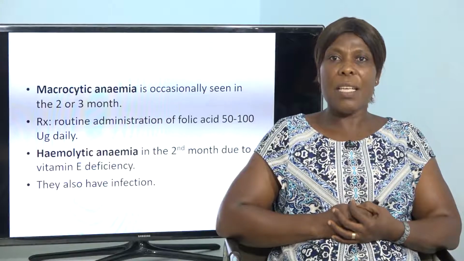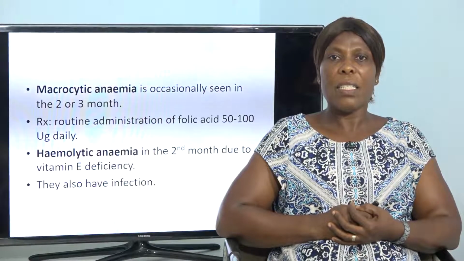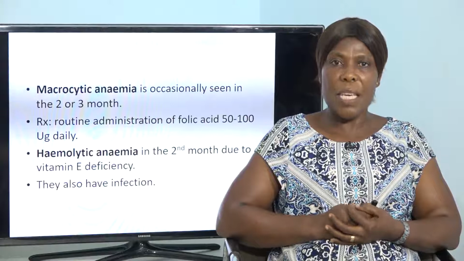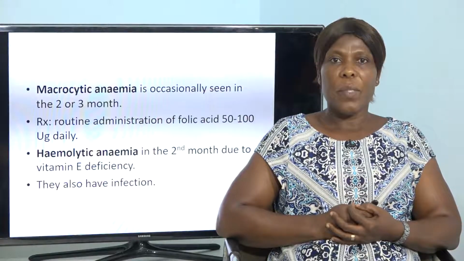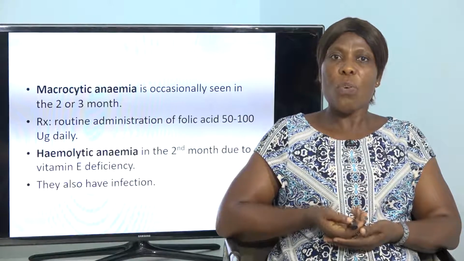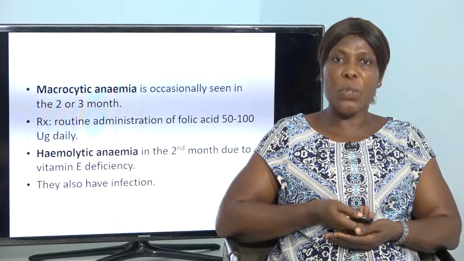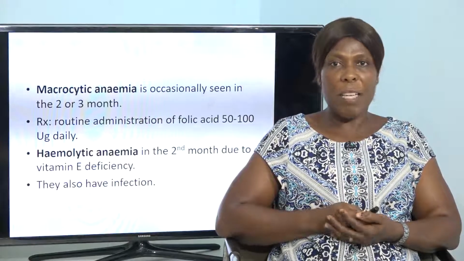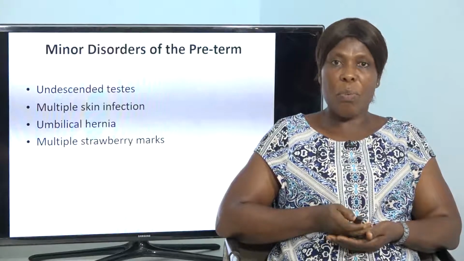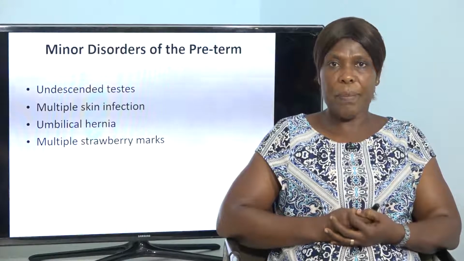This one too, we also give the folic acid to the baby. Hemolytic anemia is also seen in the second month due to what? Vitamin E deficiency. They also have infection. So we need to fortify their food with these vitamins for them to prevent anemia.